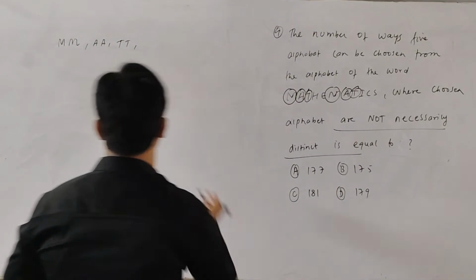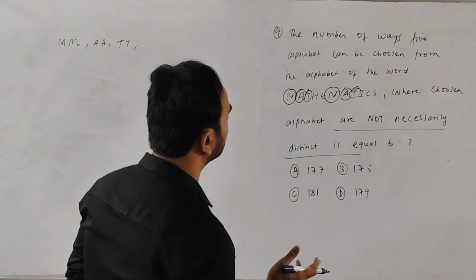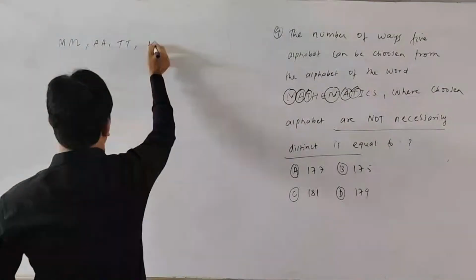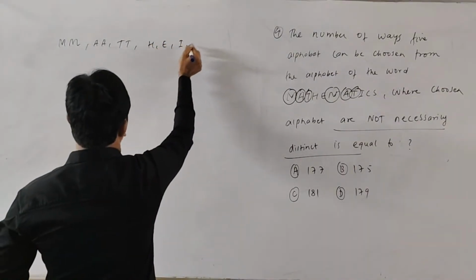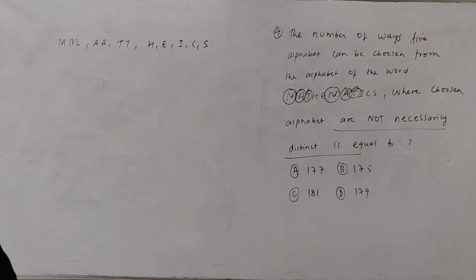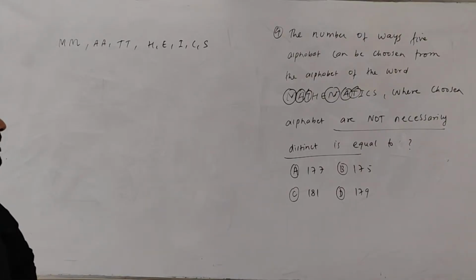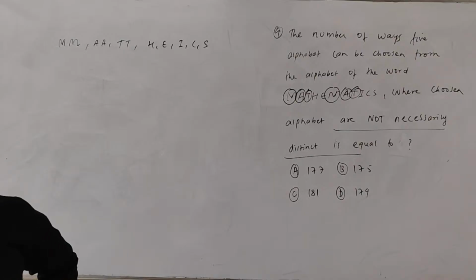H has no repetition. So no repetition I will write. H, E, I, C, S. Okay. So these are H, E, I, C and S. They don't have any repetitions. So what are repeated? M is repeated 2 times. A is repeated 2 times. T is repeated 2 times. And H, E, I, C, S.